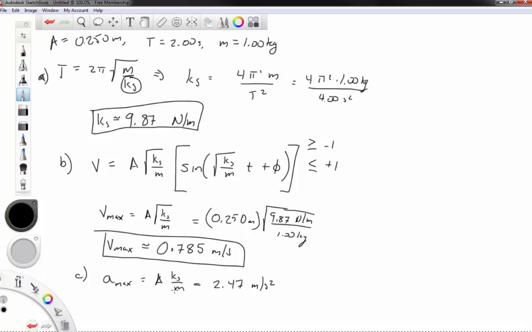This right here is a mass, so it's kilograms, this is newtons per meter, this is meters. So if you check all those units, you get meters per second squared, which is what we want.